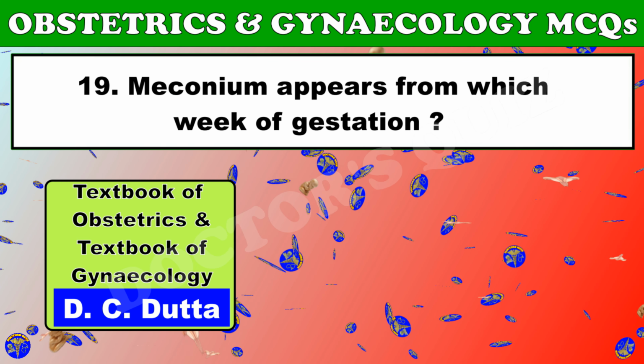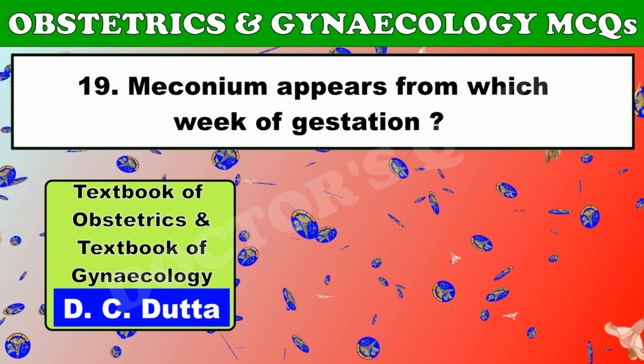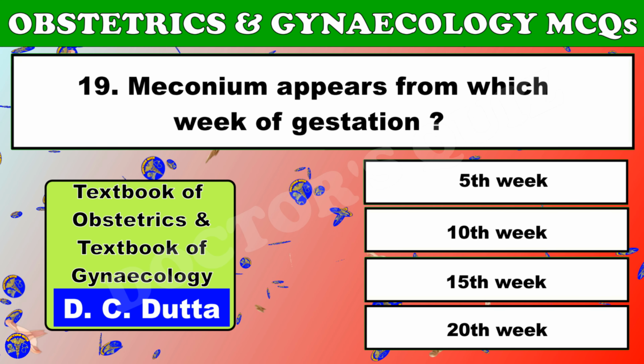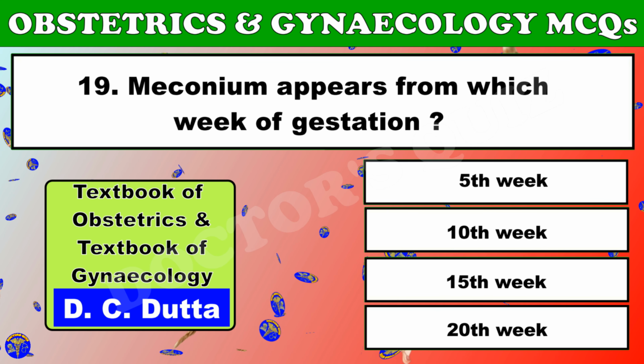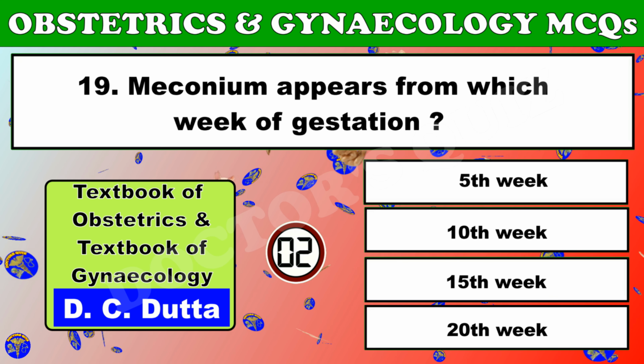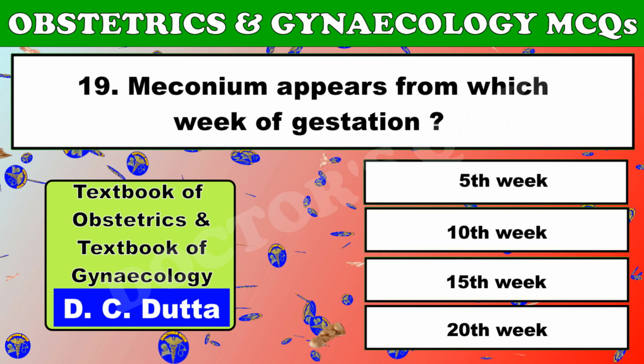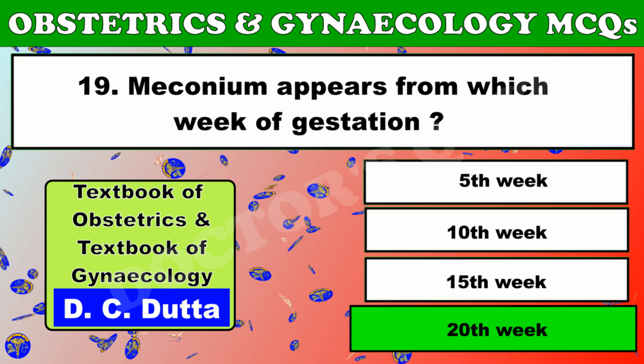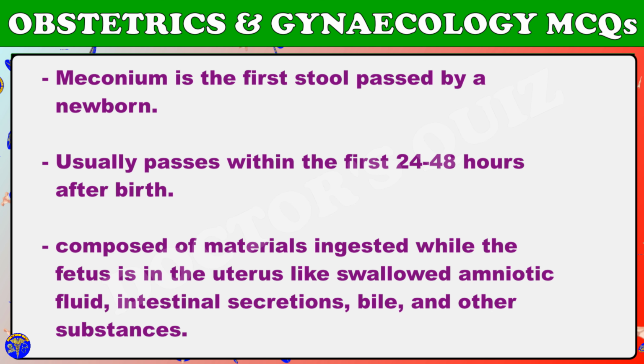The next question is, meconium appears from which week of gestation? Options are 5th week, 10th week, 15th week or 20th week. Answer is 20th week. Meconium is the first stool passed by a newborn. Usually it passes within the first 24 to 48 hours after birth, and is composed of materials ingested while the fetus is in the uterus, like swallowed amniotic fluid, intestinal secretions, bile and other substances.